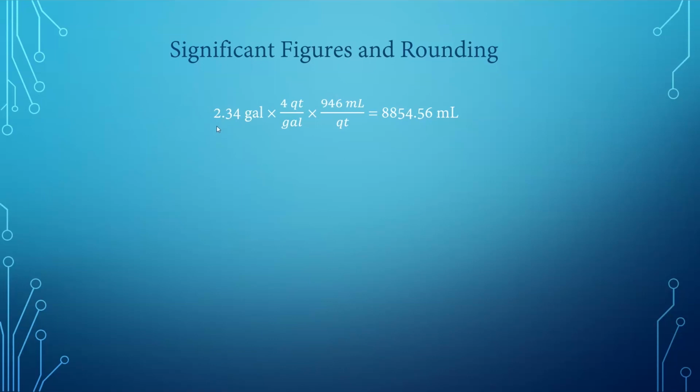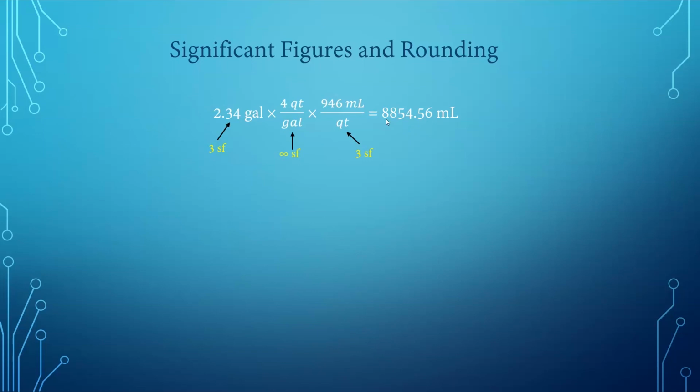So 2.34 gallons, we've got 1, 2, 3 digits in there, we have 3 significant figures. 4 quarts per gallon, those are both English units of measurement, which means that's a definition, and that will have infinite significant figures. And then the milliliters per quart, again, that's something that we had to measure back there in the 1700s, so 1, 2, 3 digits. It also has 3 significant figures. And that means that our final answer can only have 3.